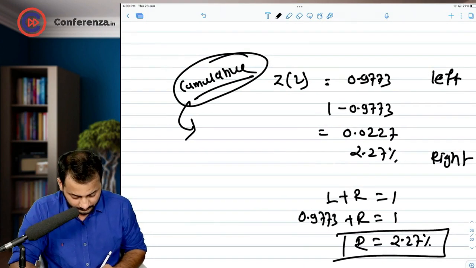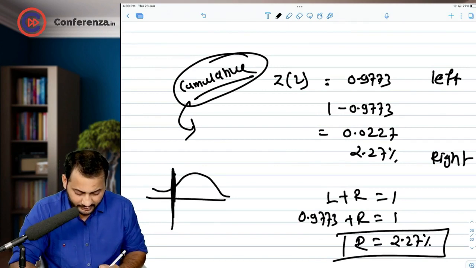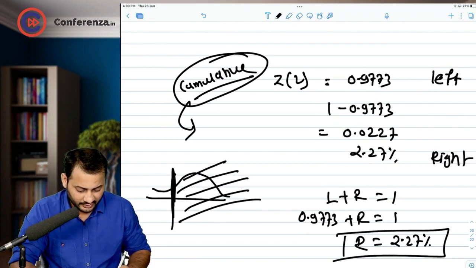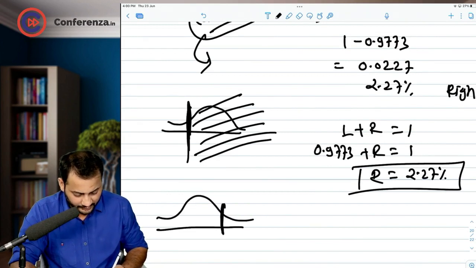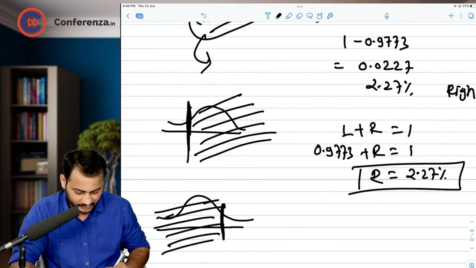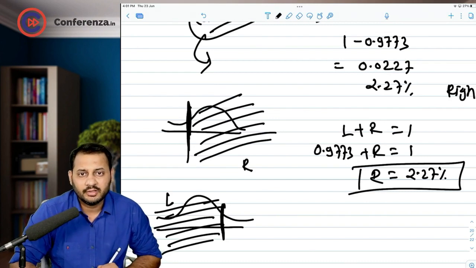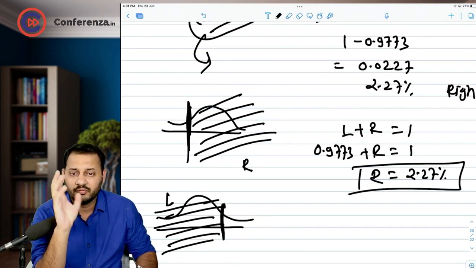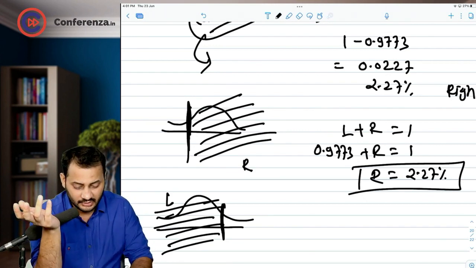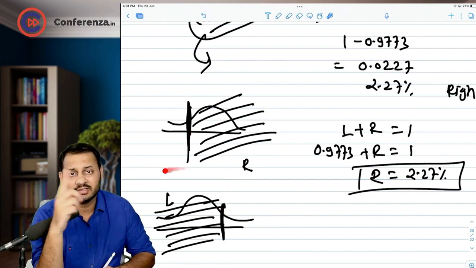So in the cumulative table, if you calculate this point, it will give you the answer of this entire area. So you can use it for right, for left, both. But understand, cumulative means it considers the rest of the 50% also, the 50% area on the other side as well. So when we are on the left side, the other side is right. When we are on the right side, the other side is left.